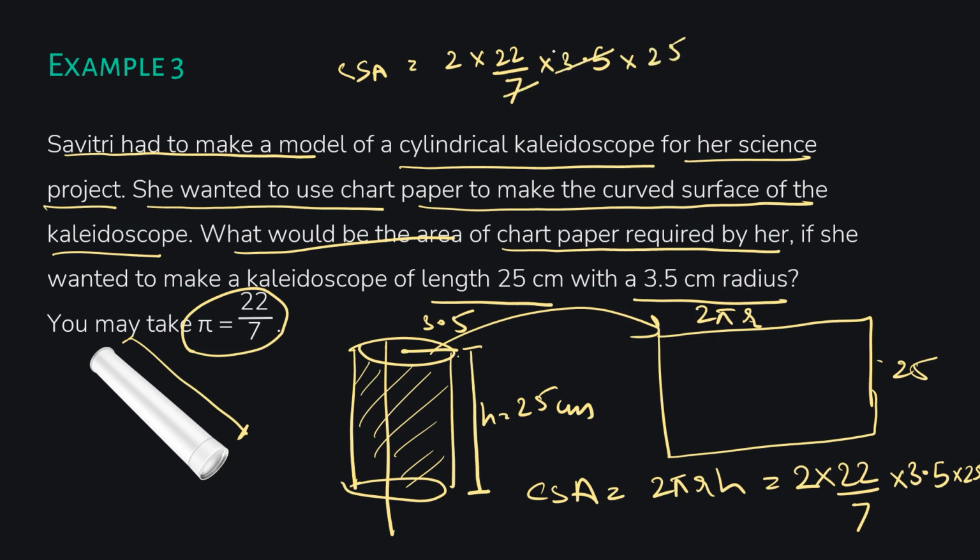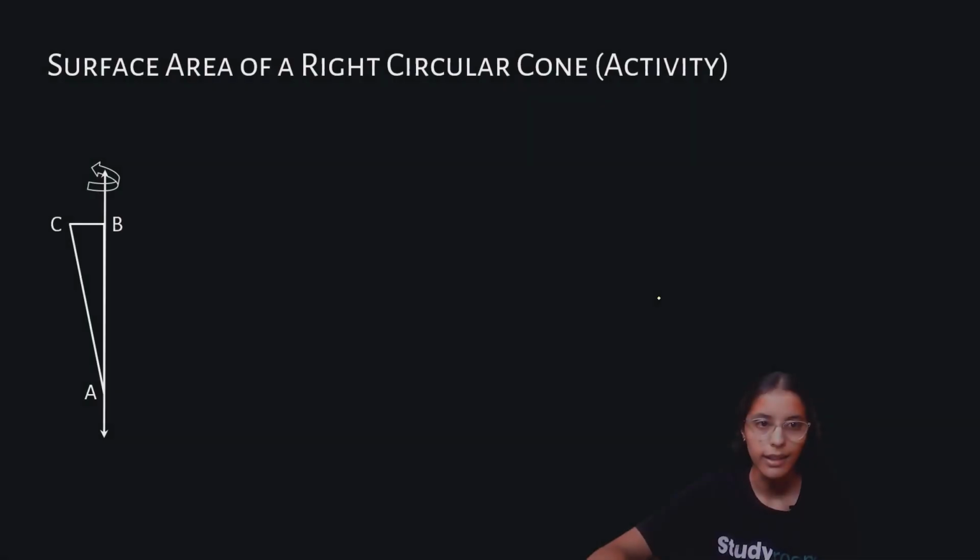Now 7 can cut 3.5, and we'll get 0.5. And now we can see that the 0.5 can cut with 2, and 22 into 25 would give us 550 centimeters square. So this is the amount of area that she needs of the chart paper to make a kaleidoscope of given dimensions. Now let us move on to our next one.